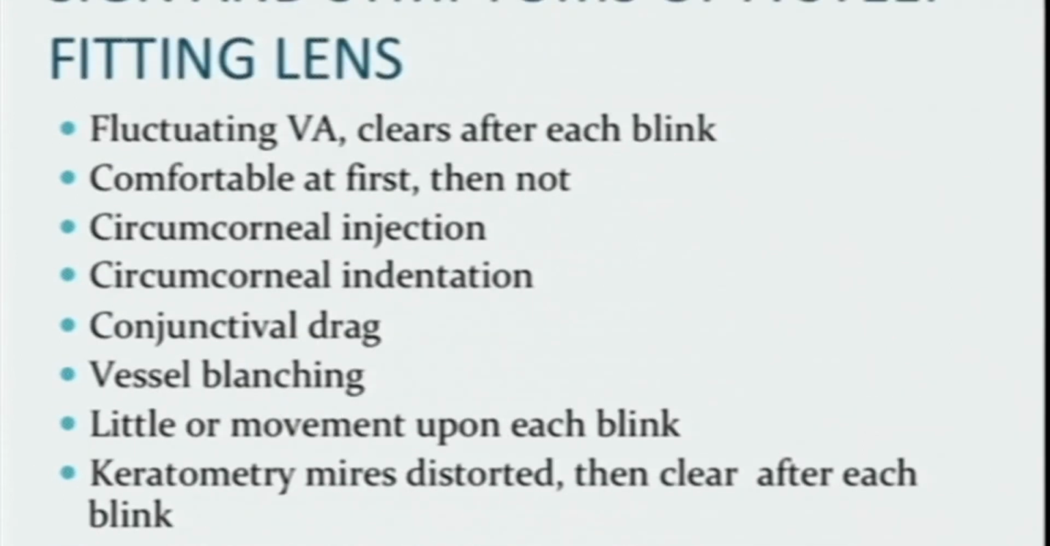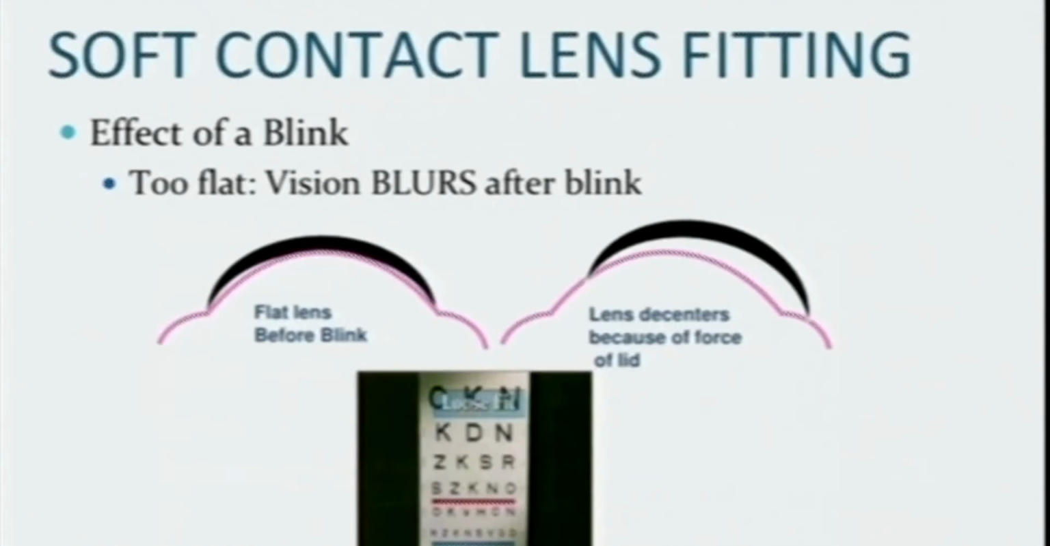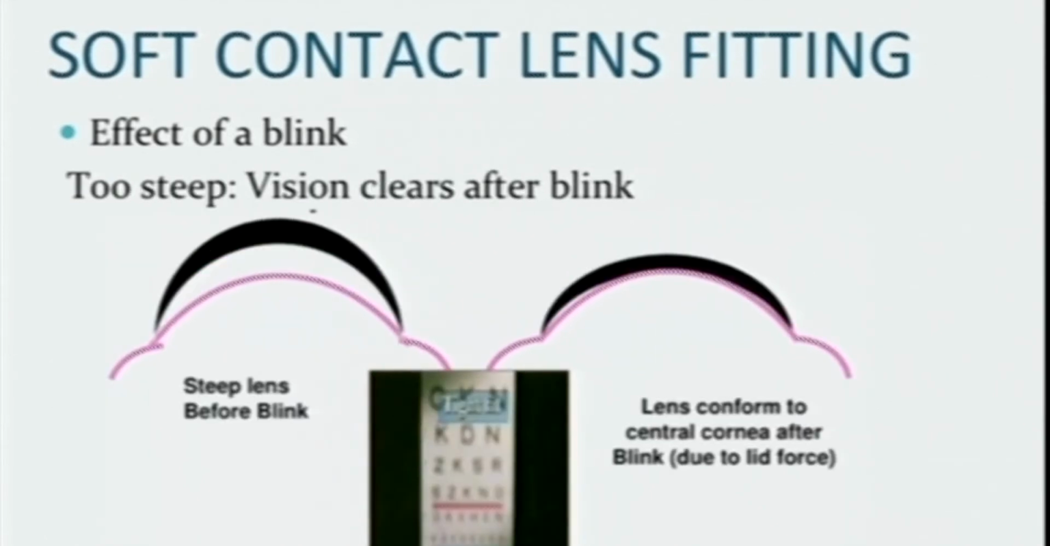Signs and symptoms of the steep fitting lens: fluctuating visual acuity which clears after each blink. Then you'll have to correct accordingly, which I will mention later. In a flat lens, before the blink the patient's vision is better, and after a blink the lens gets decentered and the vision becomes dull. And in case of a steep lens, the patient will have blurred vision before the blink, and after the blink the patient will have good vision.